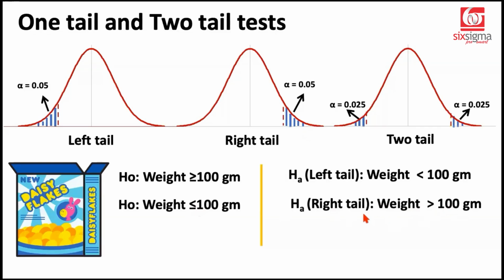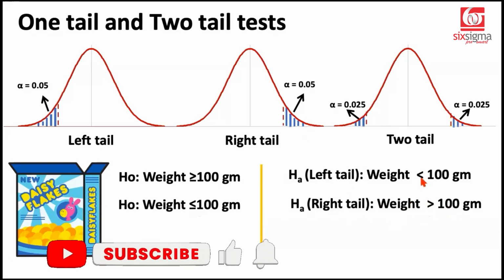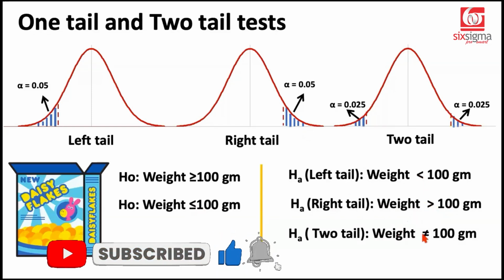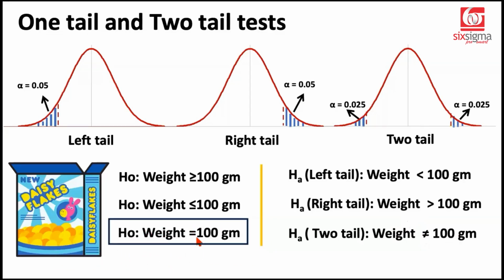And if you do not claim whether it's less or more, but you say that the packaging is somewhat inconsistent. At times you give more, at times you give less, so I cannot trust you. In that case, you did not give a direction, either less or greater. All you're saying is that it is not equal to 100 grams. And in this case, the null hypothesis would be just a simple equal to sign, whereas the alternate hypothesis would be a not equal to sign.